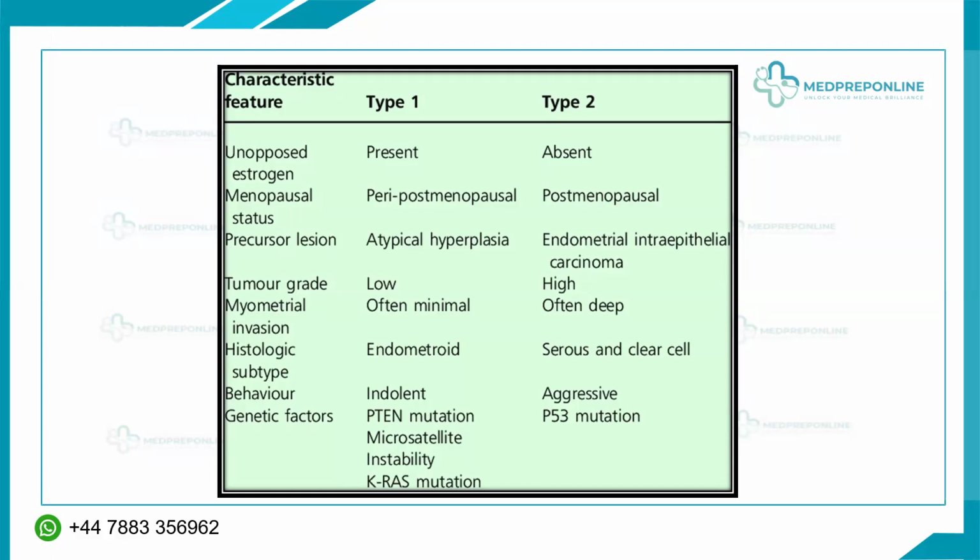These are very aggressive tumors. So now type 1 genetic mutations, very important to remember, like we discussed Lynch syndrome, so microsatellite instability, PTEN mutation for Cowden syndrome, as well as KRAS. So these three are the important genetic factors involved, whereas for type 2, it is P53 mutation. So please remember this table, because the genetic factors as well as the histological subtypes are your recall questions from MRCOG.